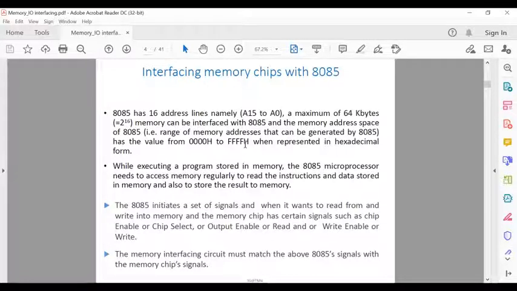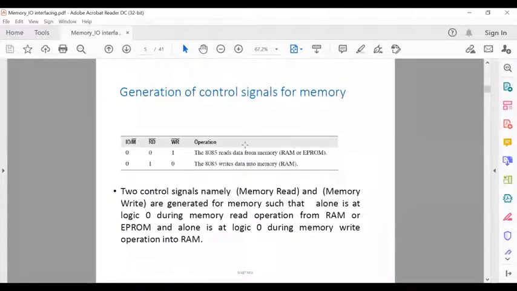and one thing you have to remember, the memory interfacing circuit must match the processor signals to the memory chip signals. In this way you have to interface. Now after that, you have to be familiar with the concept of how the control signals are generated, how the memory read and memory write control signals for memory can be generated. So there are three signals. We are already familiar with these three signals: IO/M bar, read bar, and write bar.